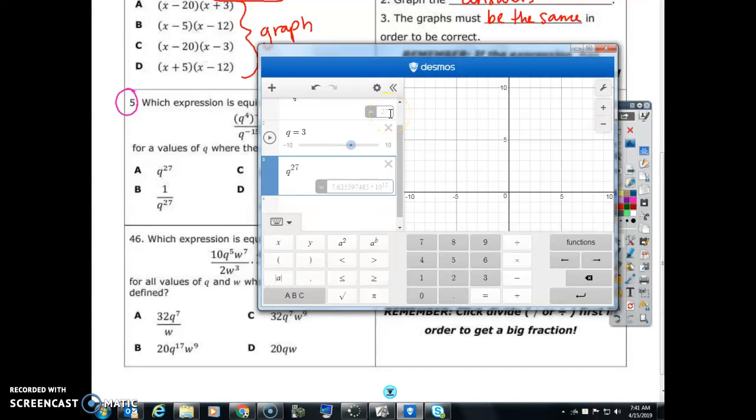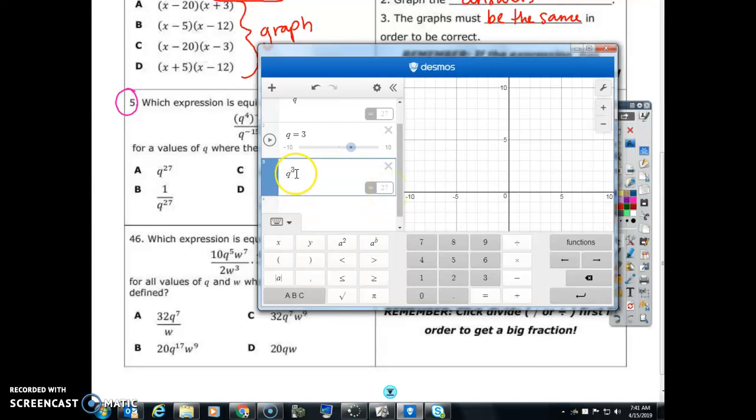I'm going to do C next. Letter C is q to the 3rd power. So all I need to change is just the 27 to the power of 3. That gives me 27. So both of these answers give me the same thing. So I think it's C, right? Everybody put a question mark on C. I still have to check B and D because I told you need to check all of them.